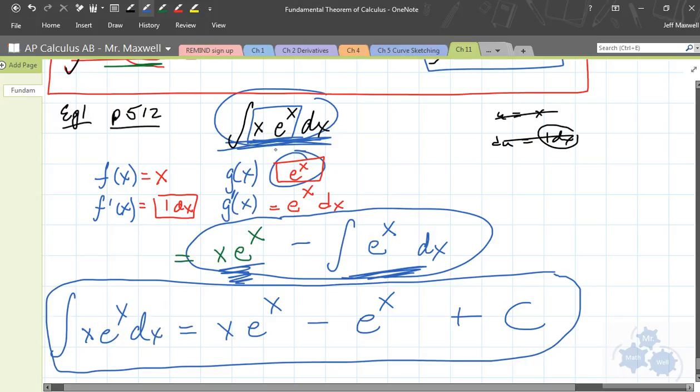But this integral here, remember, we're looking for an expression that represents the antiderivative of this inside stuff. And that's what it is right here. Okay?